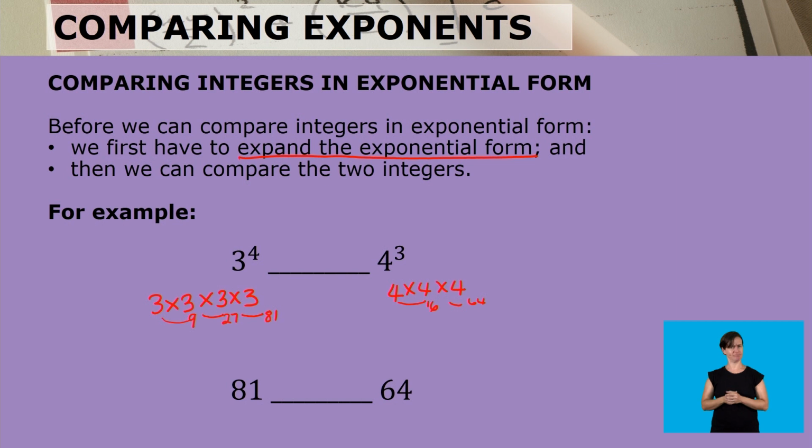Now doesn't that make it easier for us to compare those two numbers? Now which one is bigger and which one is smaller? Yes, you are correct. The 81 is bigger than the 64, and that is us comparing those exponents or those powers. So before we compare them, we need to expand them. So let's put this in practical use. Let's look at the next example or the next question.